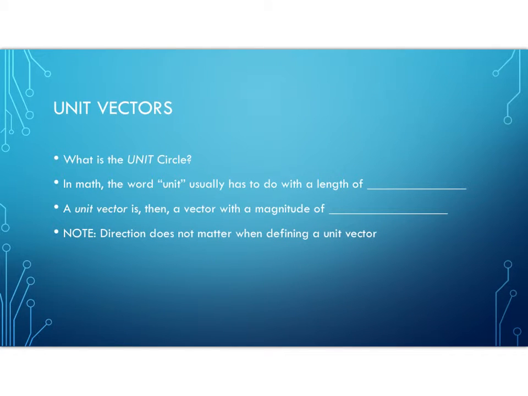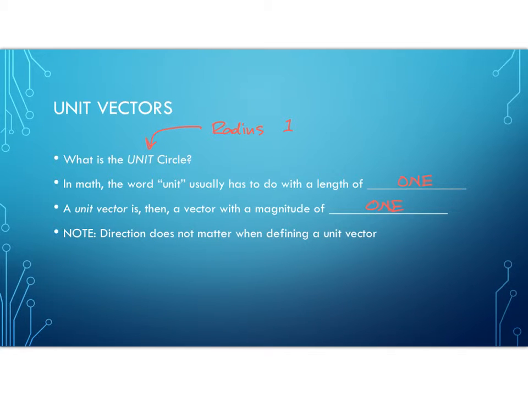So moving on from magnitude and direction, what is a unit vector? So what is the unit circle? It's the circle of radius 1, centered at the origin. In math, the word unit usually has something to do with a length, like we did in the unit circle, of 1. A unit vector is a vector with a magnitude of 1.